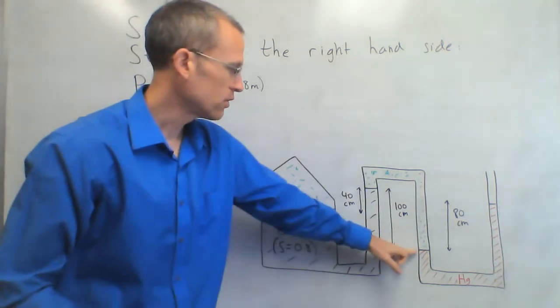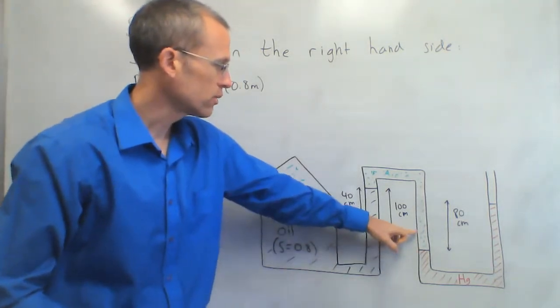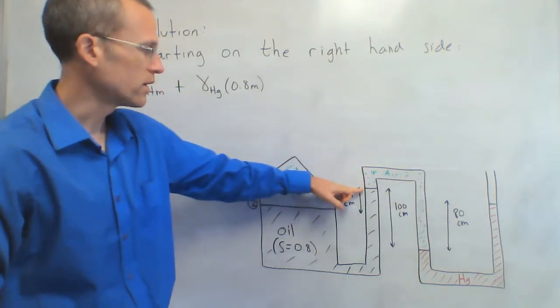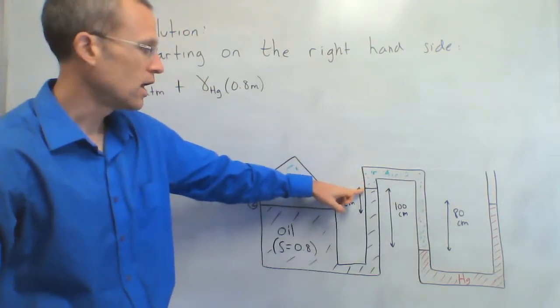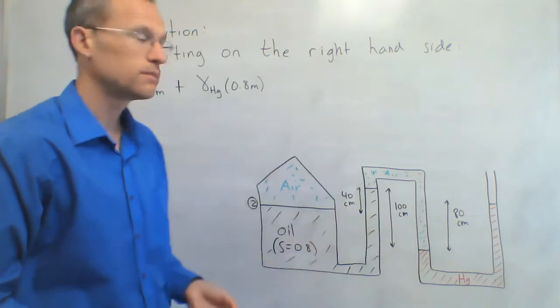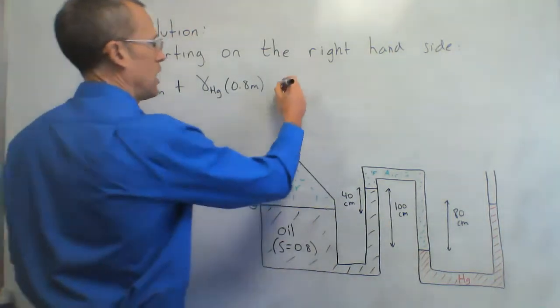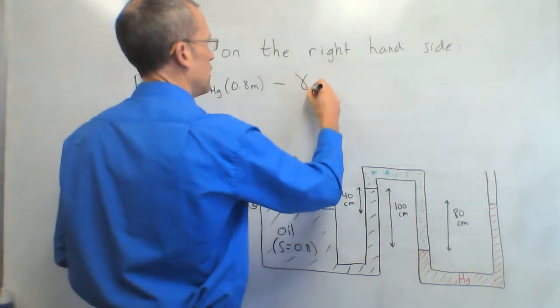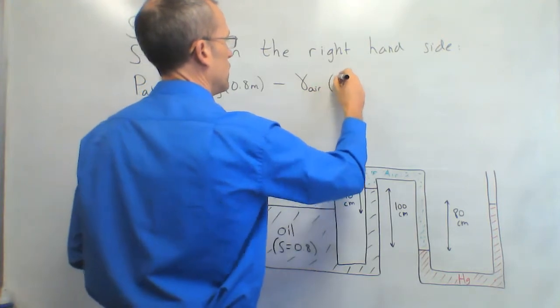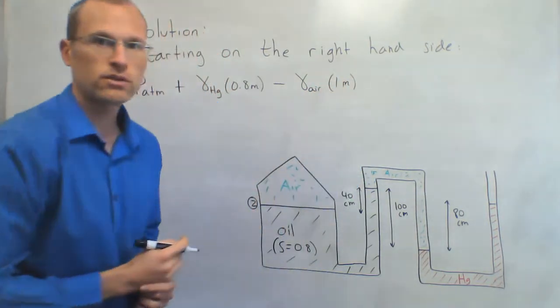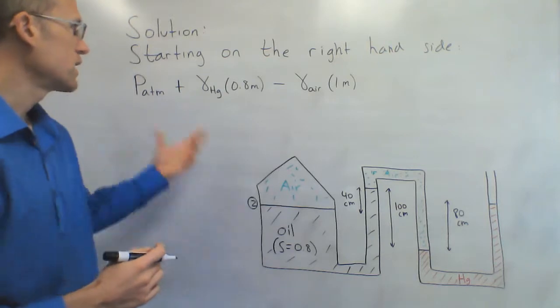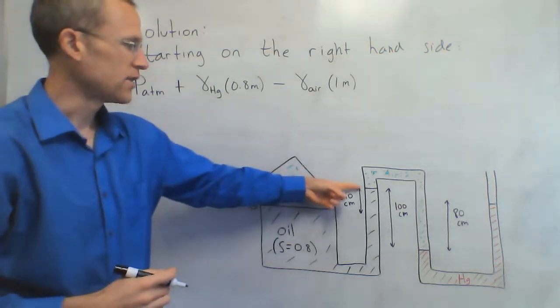Now that I'm here, I want to come up through the air to this point right there. To get to that point, I go up 100 centimeters. Going up, I'm losing pressure, the gamma of air times 1 meter, 100 centimeters. So that now gives me the pressure at this location.